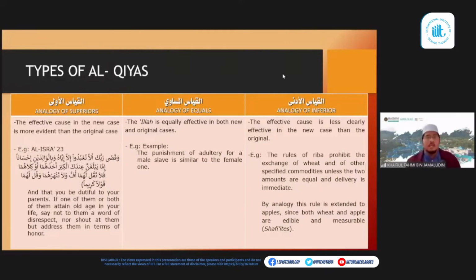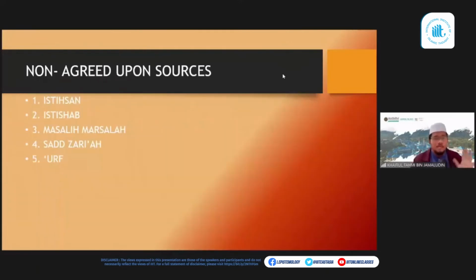So this type of qiyas. Next, we finish with the agreed upon sources. Then now we're moving on to the second part, which is the non-agreed upon sources. We have istihsan first, then istishab, masalih mursalah, sadd al-dhara'i', and finally we have 'urf. We still have like 15 minutes.